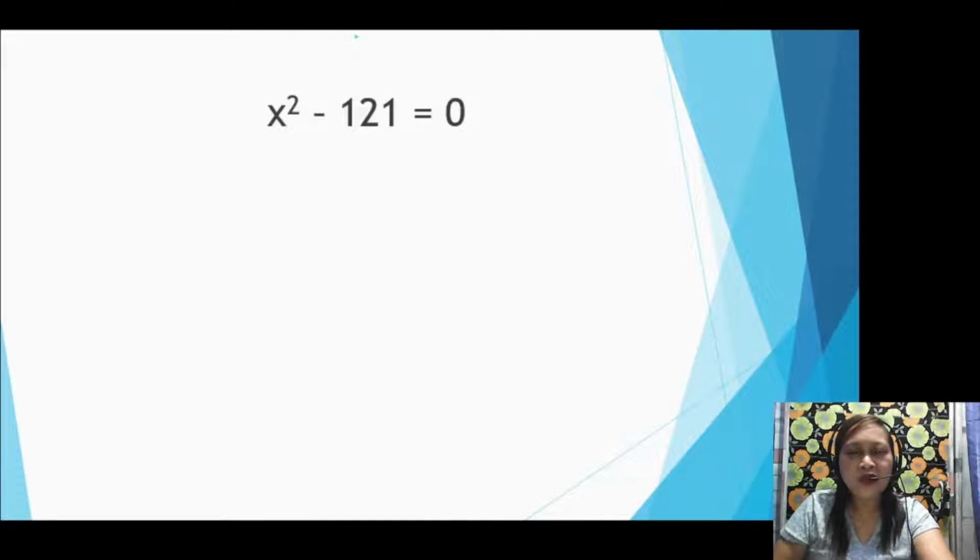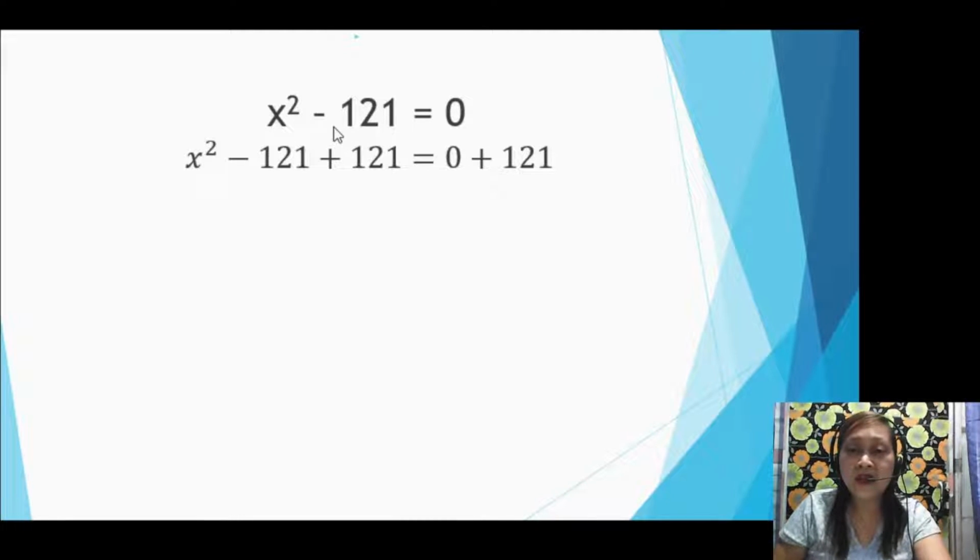Now, let us try to solve this equation. x squared minus 121 is equal to 0. How? First, we will get the additive inverse of negative 121. When we say additive inverse, we will get the opposite of negative 121, and the opposite of negative 121 is positive 121. And we will apply the addition property of equality. We will add positive 121 to both sides of the equation. So the result is this: x squared minus 121 plus 121 is equal to 0 plus 121.